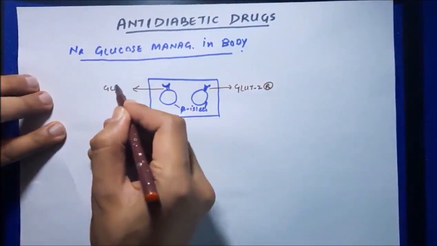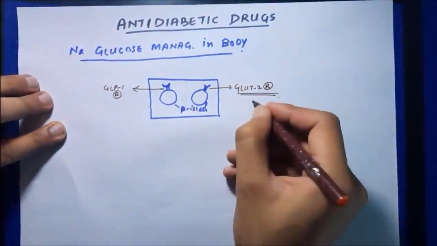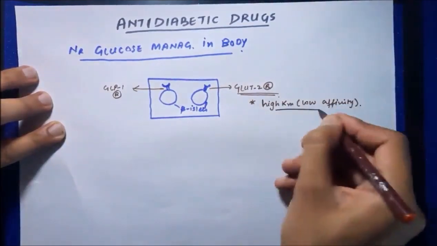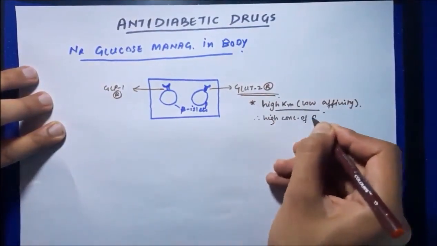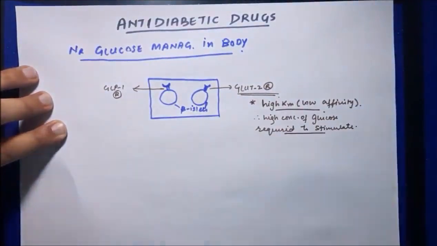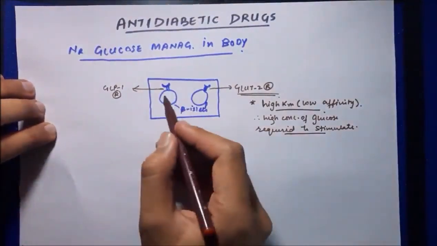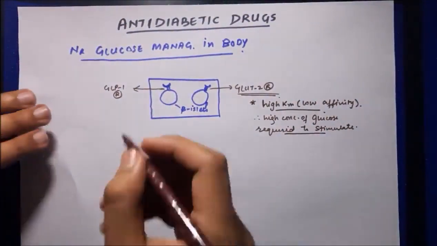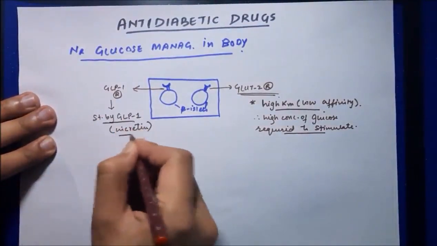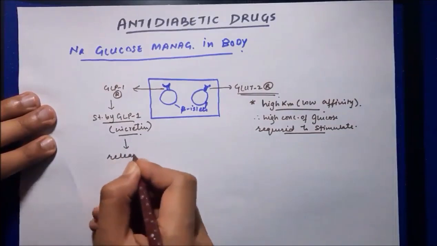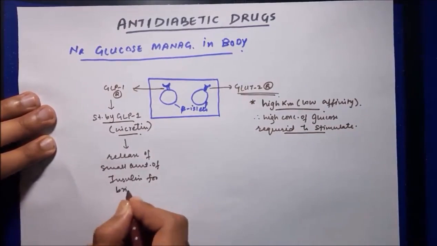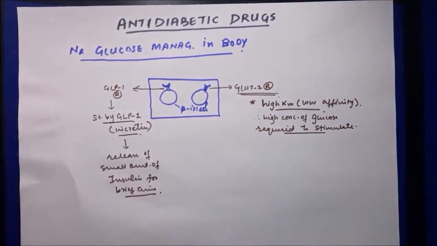Now, GLUT2 receptors are present on beta cells and they have a high value of Km. In other words, their affinity for glucose is low. They are stimulated only when a high concentration of glucose is present in the blood. GLP-1 receptors, on the other hand, are stimulated by GLP-1, which is glucagon-like peptide 1, an incretin released by the gastrointestinal tract when there is food in the GIT. It acts on GLP-1 receptors and causes release of a small amount of insulin and amylin from these cells.